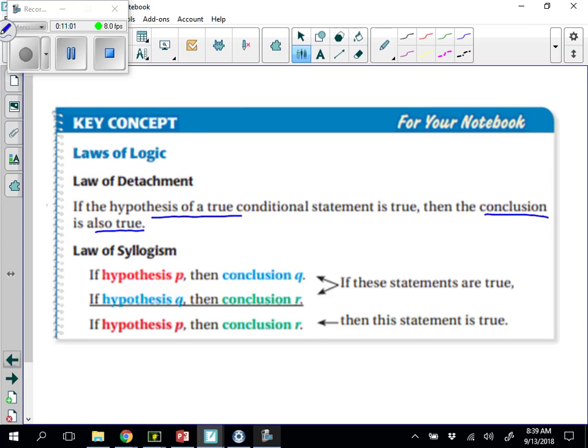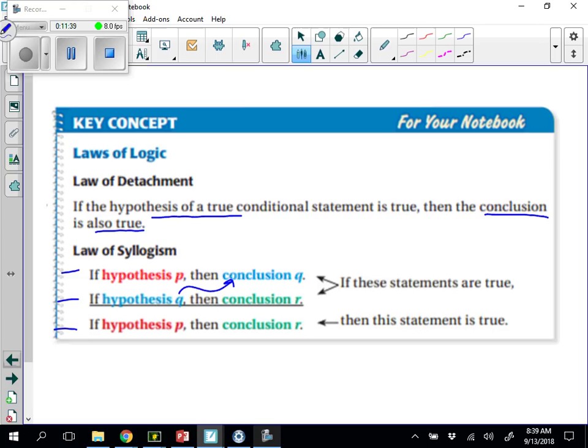So I want you to see here these three sentences right here. Law of syllogism allows us to write a third conditional based on the first two. So if I have a hypothesis called P, then I reach a conclusion called Q. So if I have a second if-then, if the hypothesis Q occurs, notice it's the same as the conclusion. If hypothesis Q happens and that leads to R, well then I can say that P will lead straight to R.